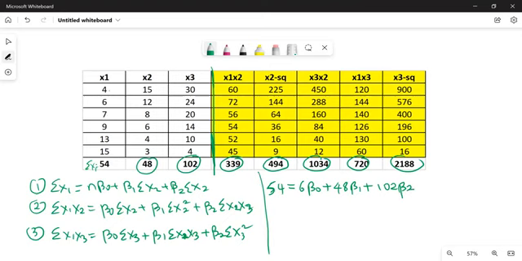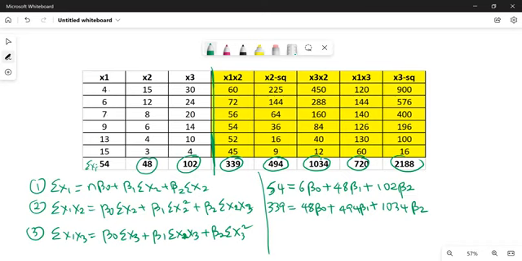The second normal equation will use x1 x2. So this is 339 is equal to summation of x2, which is 48 beta naught, plus x2 square, which is 494 beta 1, plus x2 x3, which is 1034 beta 2.